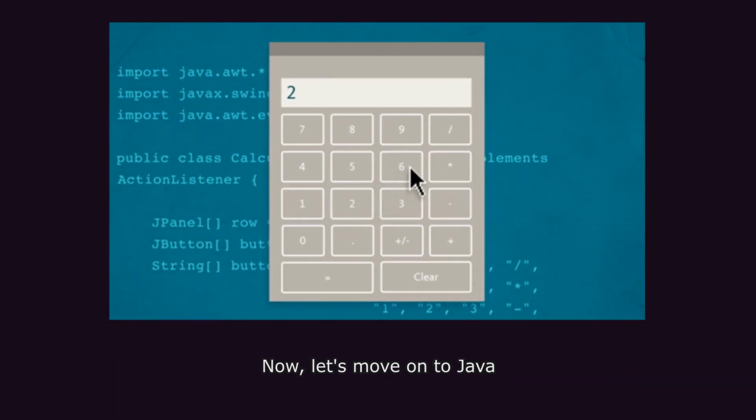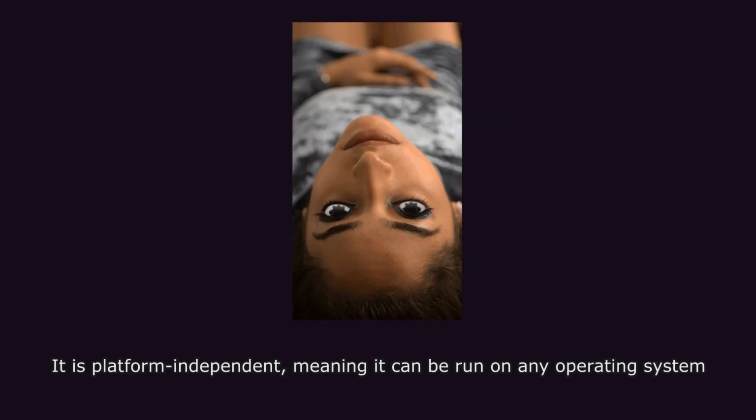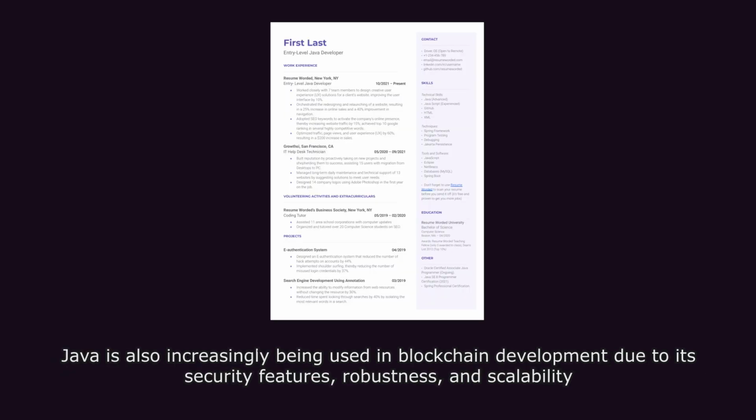Now let's move on to Java. Java is a powerful, versatile programming language that is widely used in web and app development. It is platform independent, meaning it can be run on any operating system. Java is also increasingly being used in blockchain development due to its security features, robustness, and scalability.